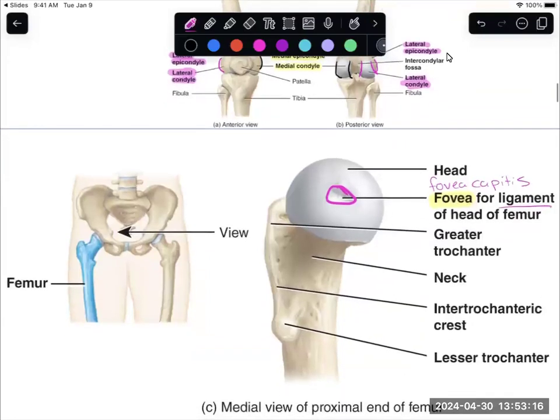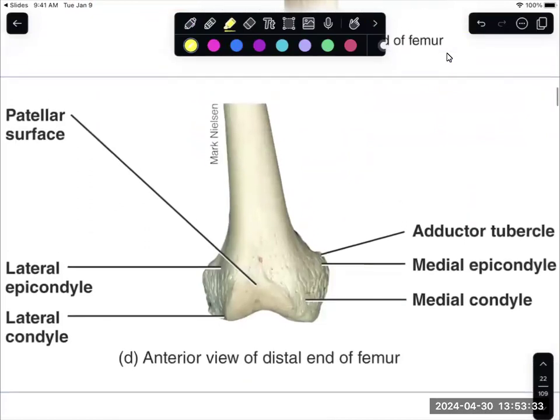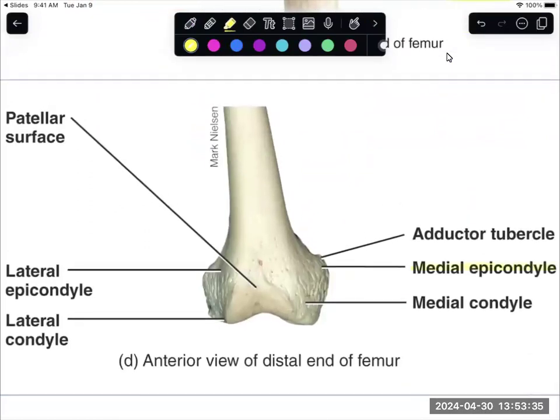Here you can see really well that intertrochanteric crest. So you see that drop off through here. That kind of comes down. And then we see that lesser trochanter, this projection here. Just another view of that medial epicondyle, medial condyle, lateral epicondyle.